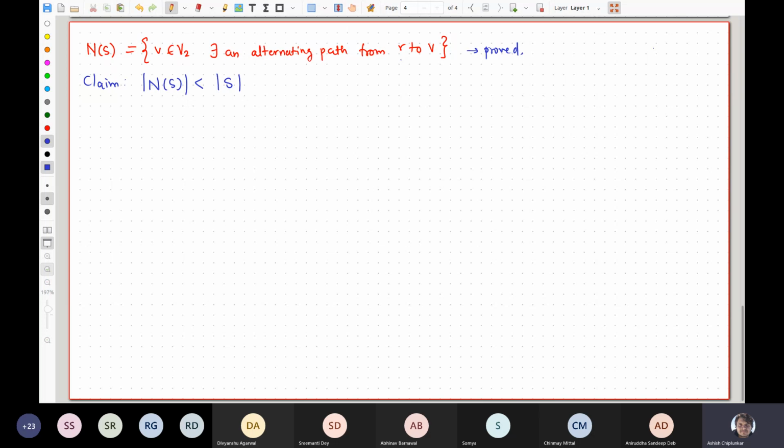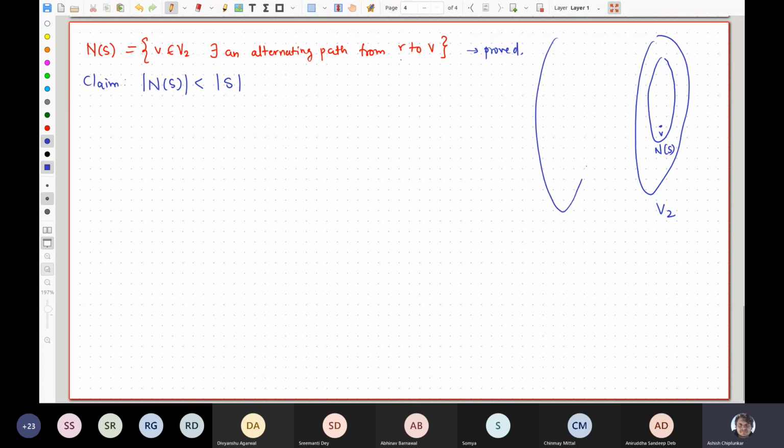So if I have this V2, this NS, and if I have some V in this NS, and this is V1, and this is R. Note that by definition R is in S, and V is in NS. What does that mean? It means that there exists some alternating path from R to V, that's what this claim tells us. It could be something like this.